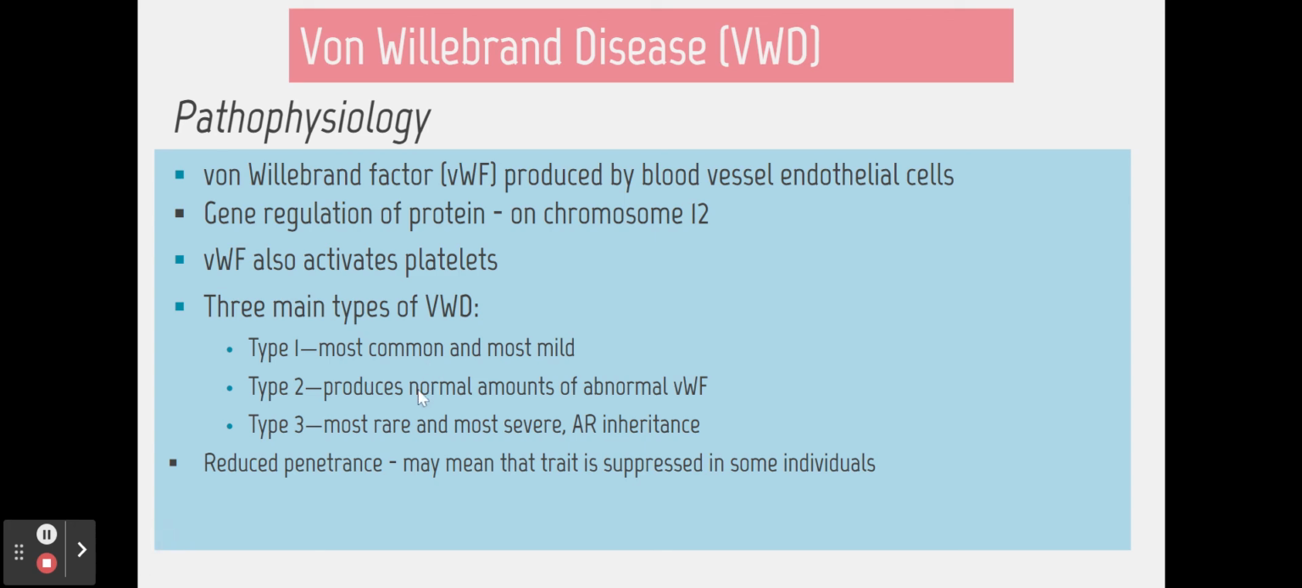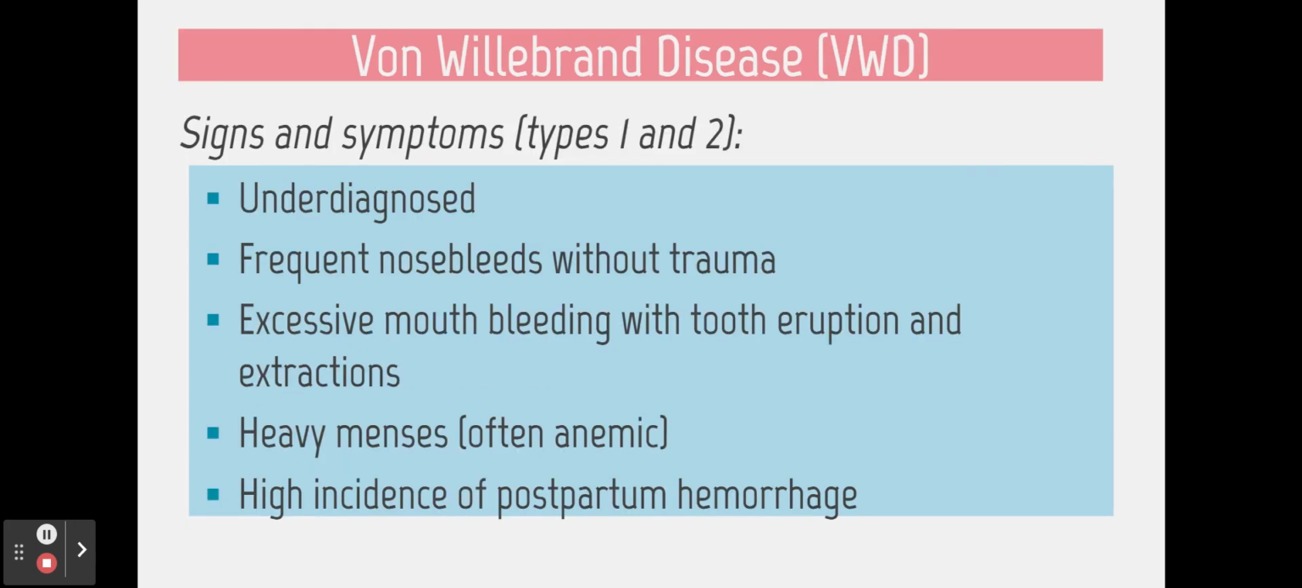Type 2 produces normal amounts of abnormal von Willebrand. So it's producing von Willebrand factor, but it's not normal von Willebrand factor. Type 3 is the most rare and most severe, and this is autosomal recessive inheritance, where the person literally makes no von Willebrand factor. Reduced penetrance in this disease may mean that the trait is suppressed in some individuals, so they will still have normal amounts. Usually it's underdiagnosed.